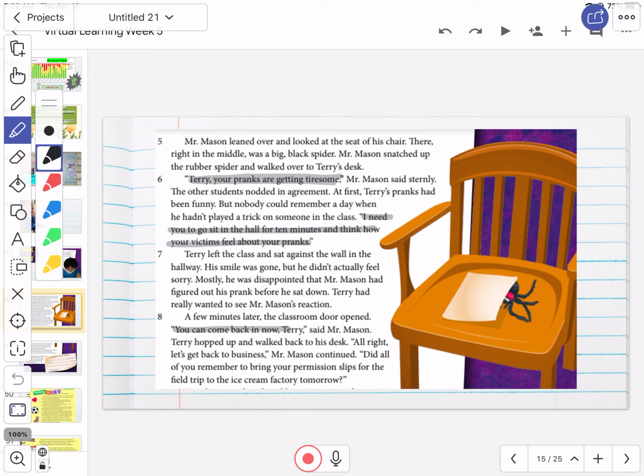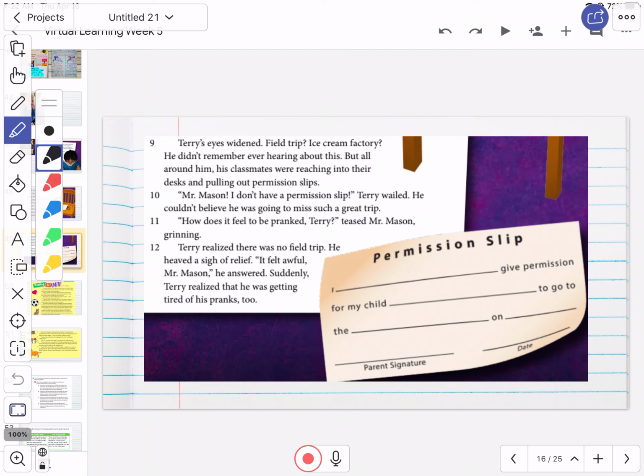"You can come back in now, Terry," said Mr. Mason. Terry hopped up and walked back to his desk. "All right, let's get back to business," Mr. Mason continued. "Did all of you remember to bring your permission slips for the field trip to the ice cream factory tomorrow?" Terry's eyes widened. Field trip? Ice cream factory? He didn't remember ever hearing about this, but all around him his classmates were reaching into their desk and pulling out permission slips.